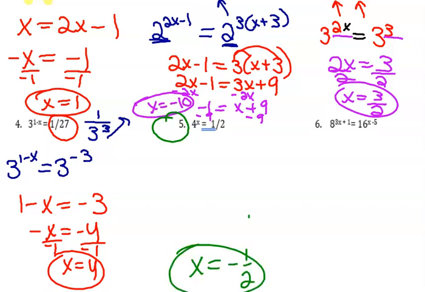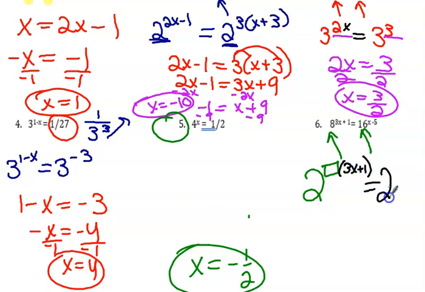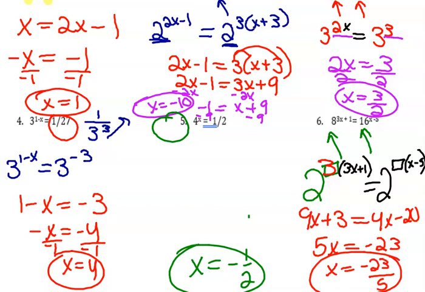So for number 5, you should have gotten x equals negative 1/2. Okay, so make sure you show that work. All right, number 6, 8 and 16. Well, you can take a 2. Both of these, you can have the base of 2. So 2 to the what gives you 8. And then you're going to times that by 3x plus 1. And then 2 to the what gives you 16. And then you're going to times that to x minus 5. All right, so try that one. You're going to distribute and check back. All right, so for number 6, you should have gotten x equals negative 23 over 5.